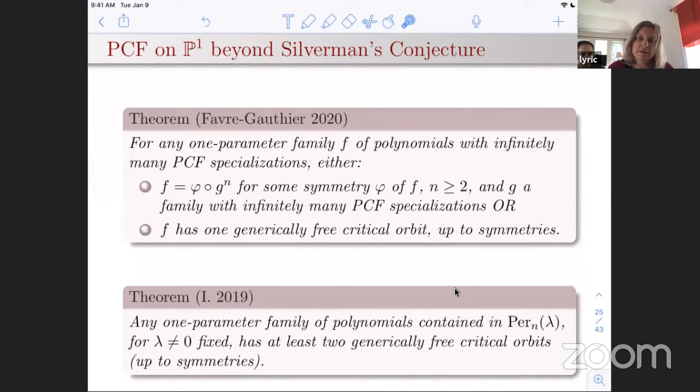What happens if you ask for, say, 3 generically free critical orbits? Yes, so I actually have a conjecture that if you intersect k of these types of hypersurfaces, you should get k+1 generically free critical orbits. But first of all, I can't prove that. And second of all, there are a few special cases in which that's not going to be true.